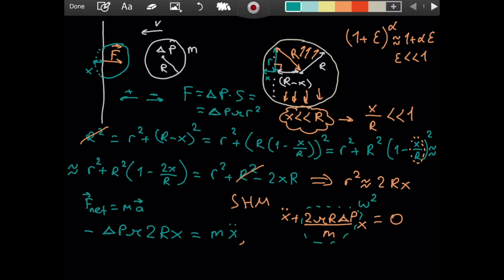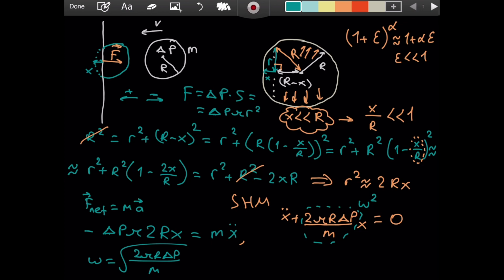Now, how does omega squared help us? Using it, obviously, we can find omega. So let's find it. Omega equals the square root of the quantity 2 pi R delta p over m under the square root is omega.